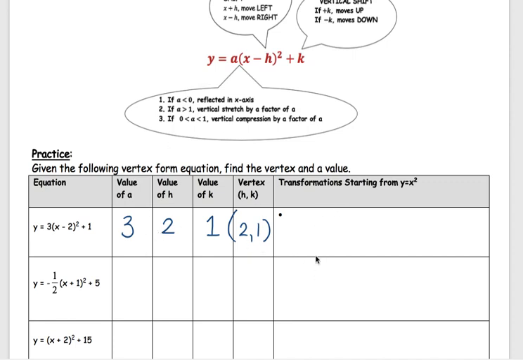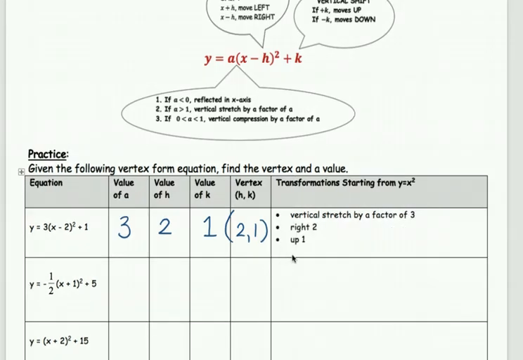All right, and if you're describing the transformation here, compared to the original y equals x squared graph, what happened here was, well, the a equals 3 value is a vertical stretch by a factor of 3. And then you went right 2 and you went up 1, okay? So, and then there's your vertex.